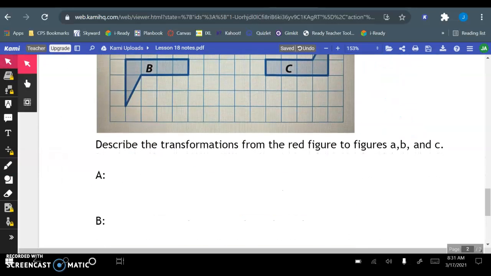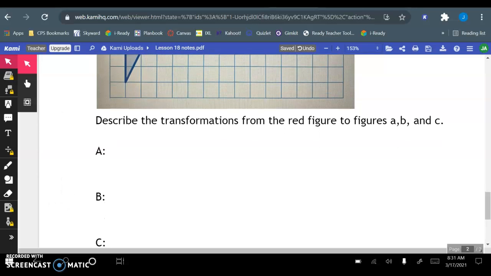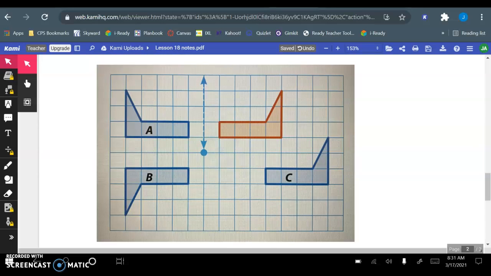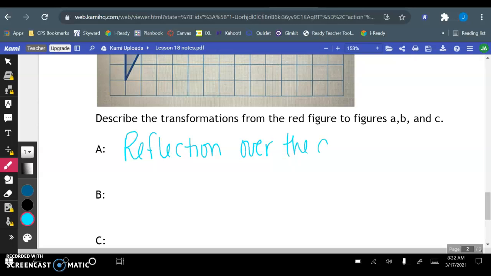Here we're going to look at this picture and we have to describe the transformations from the red figure to figures A, B, and C. If I look at the red figure, how do I get to A? Is that a translation, a reflection, or a rotation? To me, that's a reflection. It's flipped over that dotted line there. We just took it and flipped it over. If you think about grabbing a piece of paper and flipping it over upside down, that's what would happen there. So A is a reflection over the dotted line.